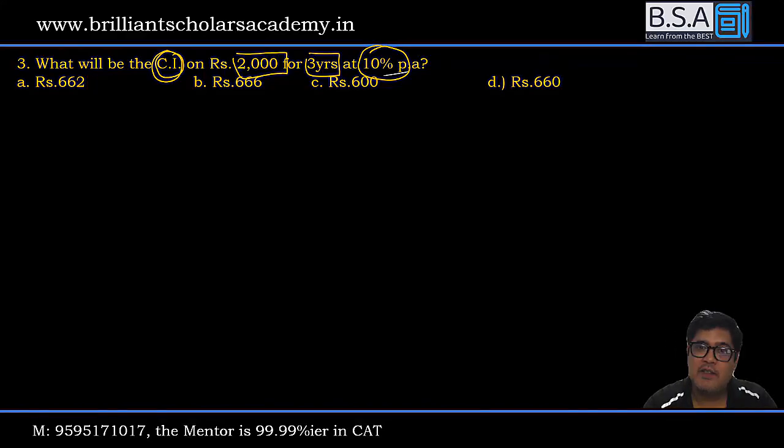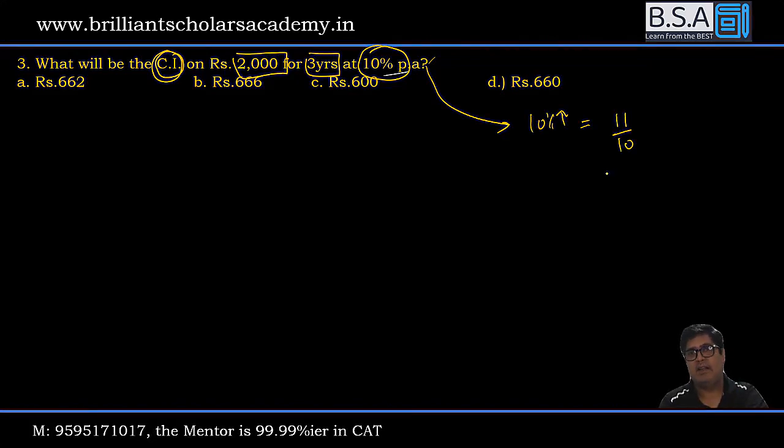What is the growth? 662, obviously. So what I'm doing here is by remembering some results. 10% growth is 11 upon 10. For 3 years, that will lead to 1331 upon 1000, into the principal.